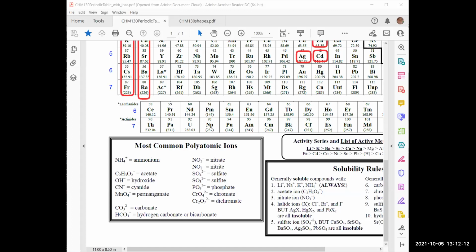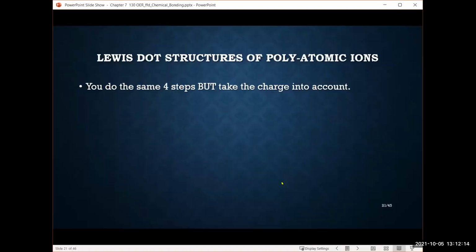Okay, so let's do an example. Okay, so we do the same 4 steps, but we take the charge into account, okay? If that charge of that ion is negative, we're going to add a number to it, okay? Because we have to account for that overall charge that ion has.